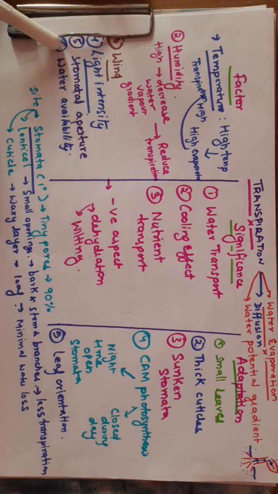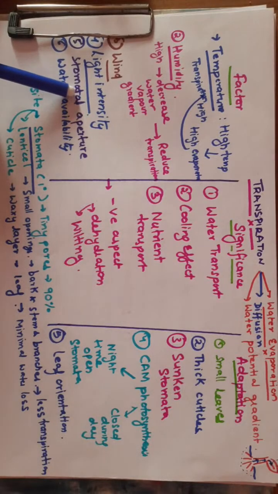Then comes the stomatal aperture size. The size of the stomatal opening directly affects the rate of transpiration. If there is a wide stomatal aperture opening, an aperture is a hole, so if the aperture is big, then there is high transpiration. If the aperture is small, then there is less transpiration. The guard cells regulate the stomatal aperture, so the rate of transpiration is also dependent upon the stomatal aperture.